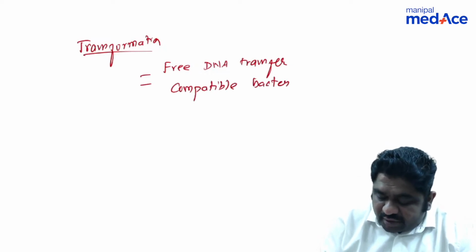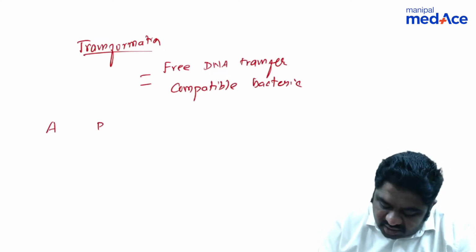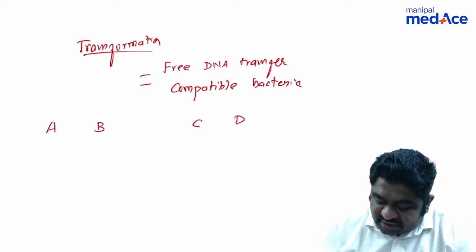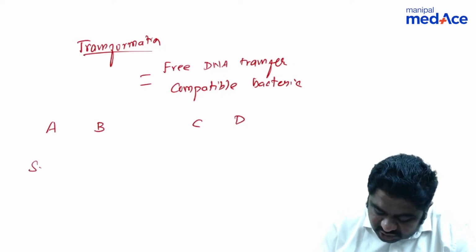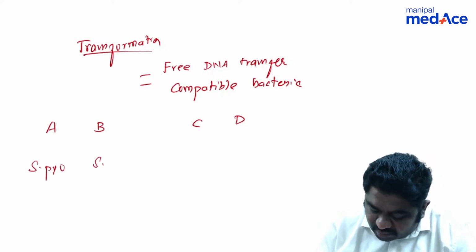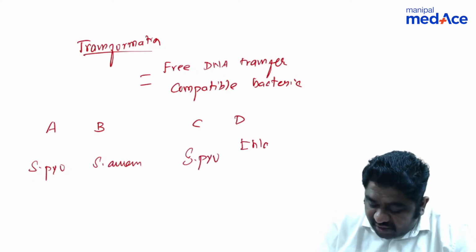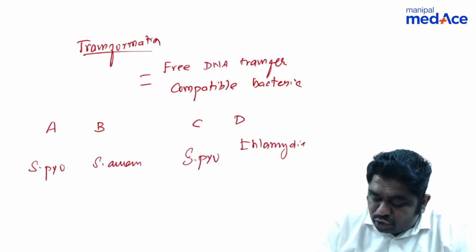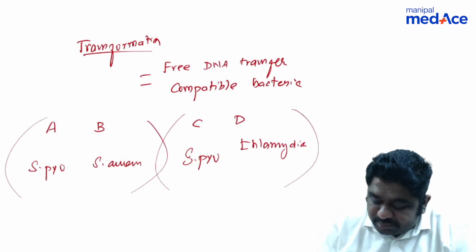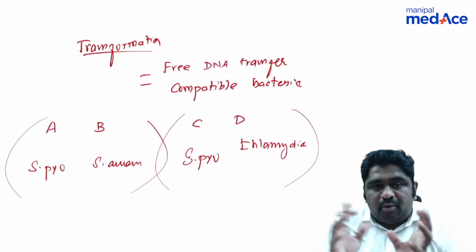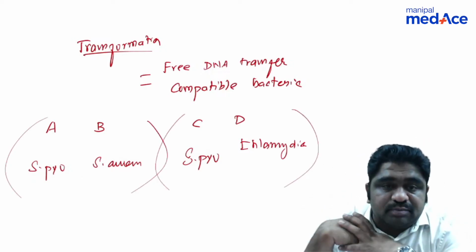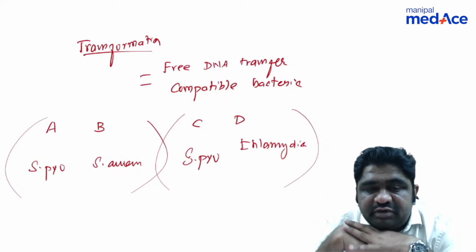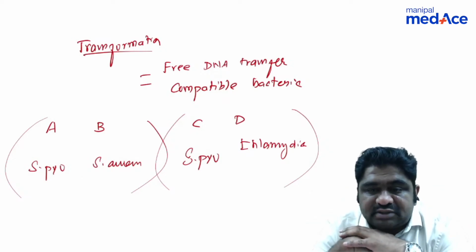Now, let me ask you a question. We have bacteria A, bacteria B. We have bacteria C, bacteria D. Bacteria A is Streptococcus pyogenes. Bacteria B is Staphylococcus aureus. Bacteria C is again Streptococcus pyogenes. Bacteria D is Chlamydia. Now, among these two pairs, which pair is better, AB or CD? Among these two, who is closer in relationship? Which pair is a compatible pair? A and B or C and D?